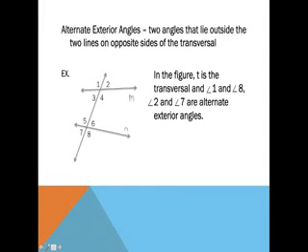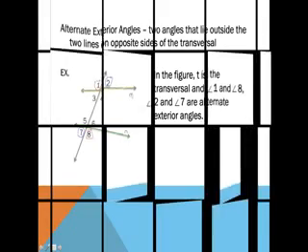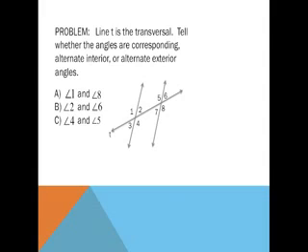So we have line M and line N again. Line M is still in yellow and line N is still in green. Now, the exterior part means that they lie outside of the two lines, meaning it's angle 1 and angle 2 and angle 7 and angle 8. Now they have to be on opposite sides of the transversal, so we have angles 1 and 8 and angles 2 and 7. Alright, next up we have our first problem.